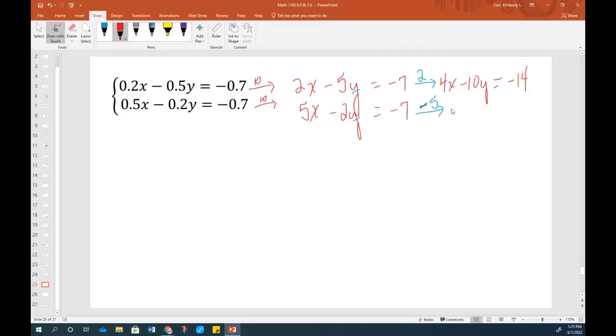All right, so everything on this row by -5. So that becomes -25x plus 10y equals +35. Now we're ready to add. So 4x minus 25x is -21x, or even plus a negative. The -10y and +10y are eliminated. -14 plus 35 is 21. Divide both sides by -21, and x is -1.